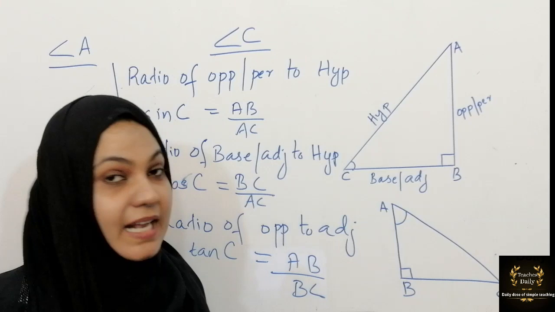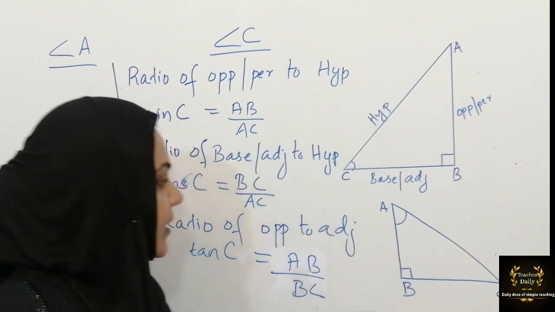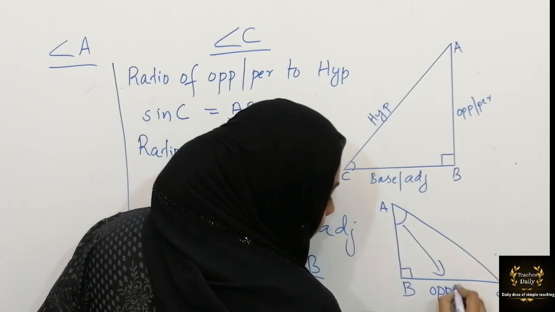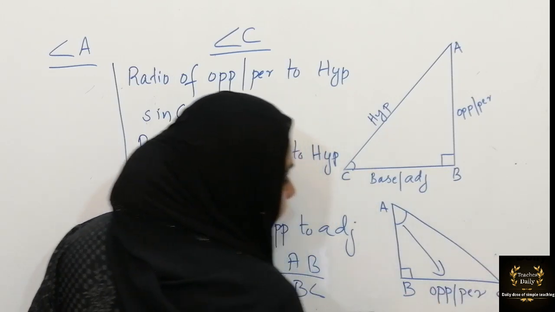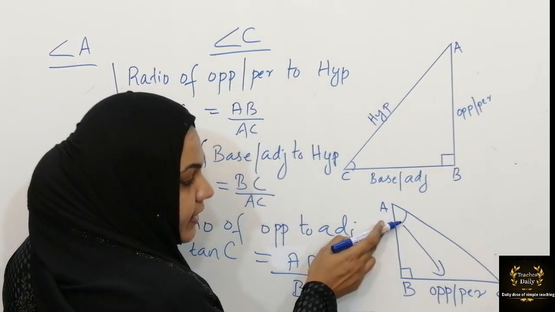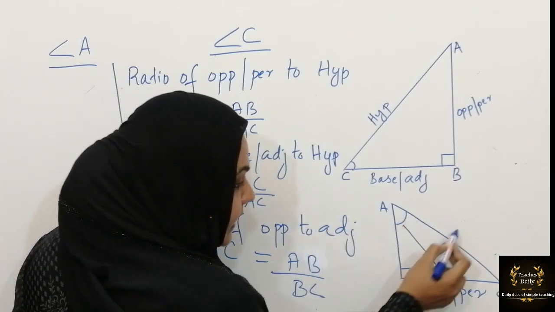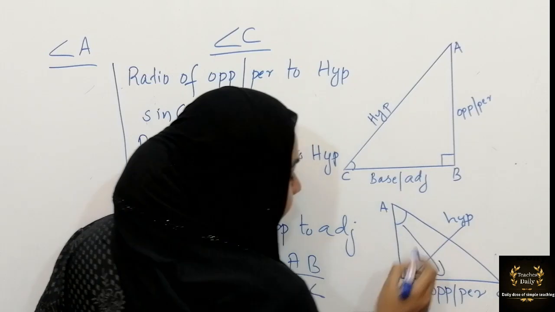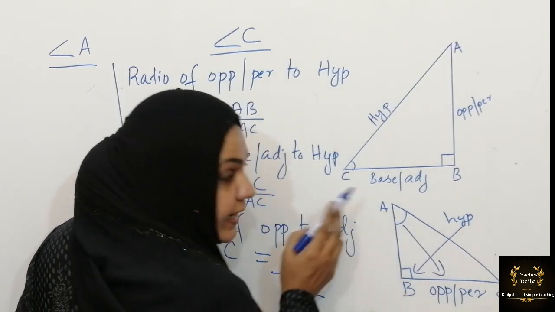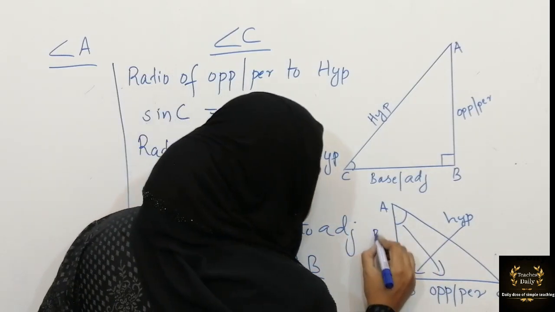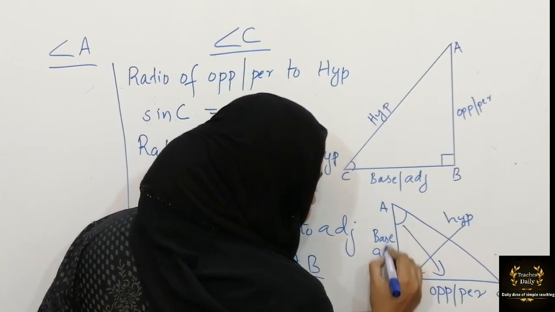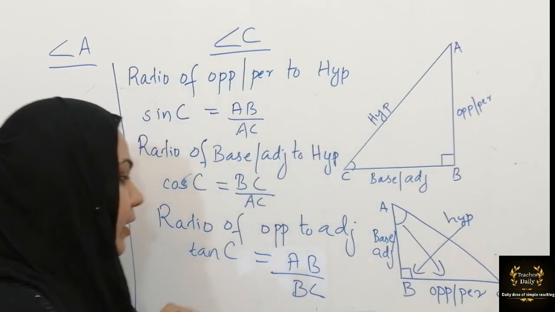In this triangle, angle A is my reference angle. So what is the opposite of angle A? So BC is the opposite or perpendicular. Then my reference angle is angle A. You know that side opposite to 90 degree is called hypotenuse. The side which contains 90 degree and the reference angle is called base, or what we can write, adjacent. Base or adjacent. So now let's start.